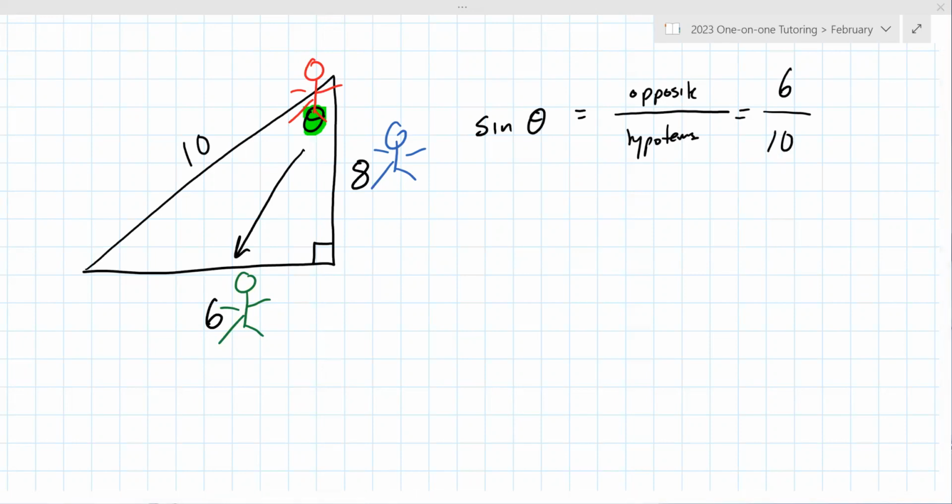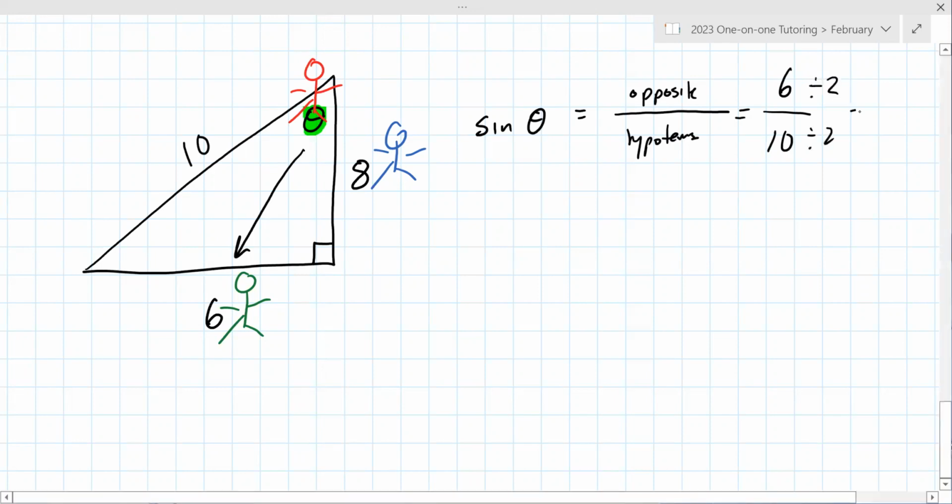Really, we have to reduce the fraction? Yes, 3/5. Very good. So your answer is only correct if you reduce the fraction.